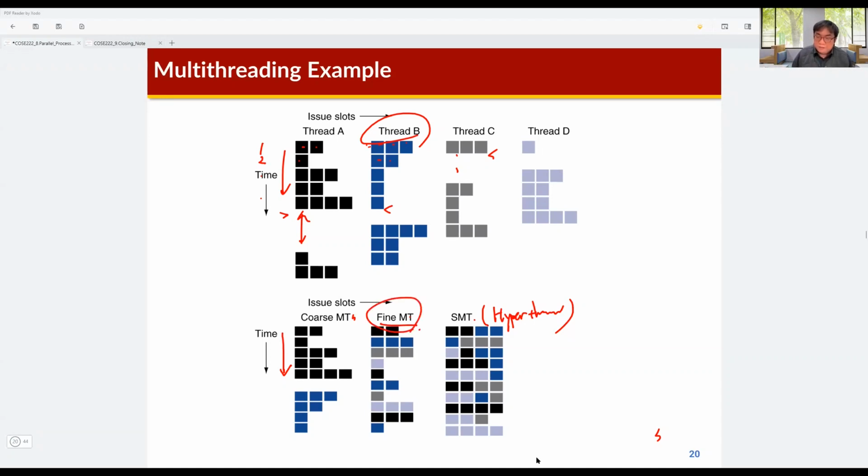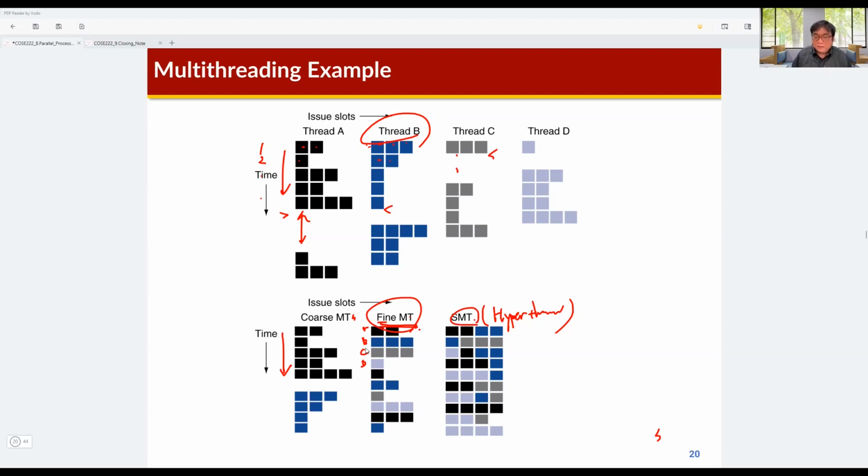Fine-grained multi-threading means that the thread is changed every cycle. In this figure, thread A is executed, B is executed, C is executed, D is executed. Why is this? In fine-grained multi-threading, we can hide some long latency of execution units. So this is fine-grained multi-threading.